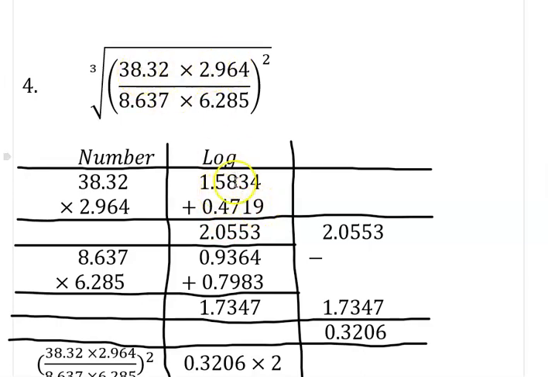We just add our results and it will give us 2.0553. Just bring it out somewhere here and keep it there. So let's go to the denominator down here. We have 8.637 times 6.285. That's what we have here.